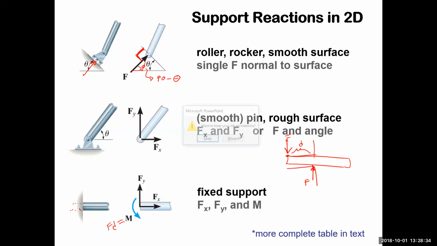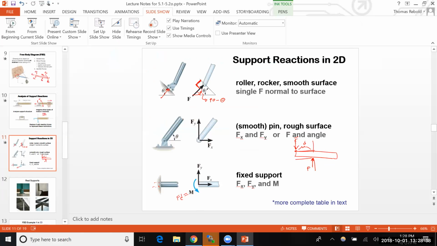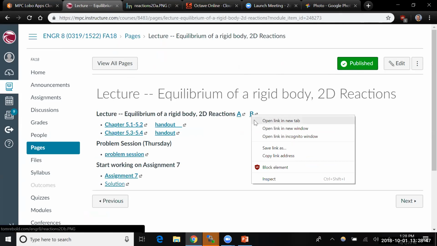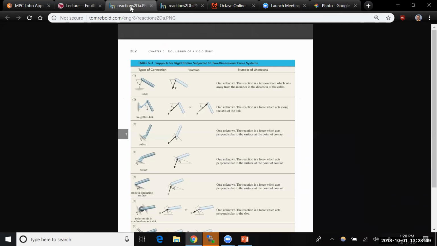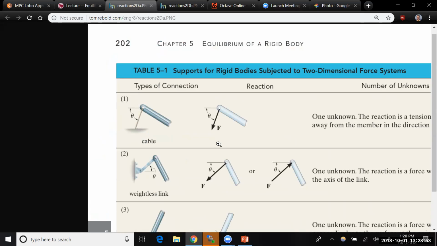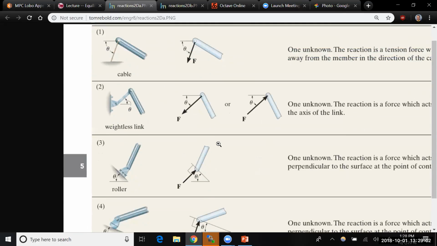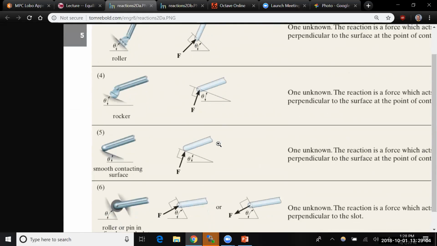There is a more complete table in the text, and if you don't have it handy, I think I have these two links in today's lecture on Canvas. These are photos or scans of the book showing you all the different types of reactions you can have. So there's a table there. You could probably just Google a table of supports for rigid bodies in 2D, and you'll see that there.